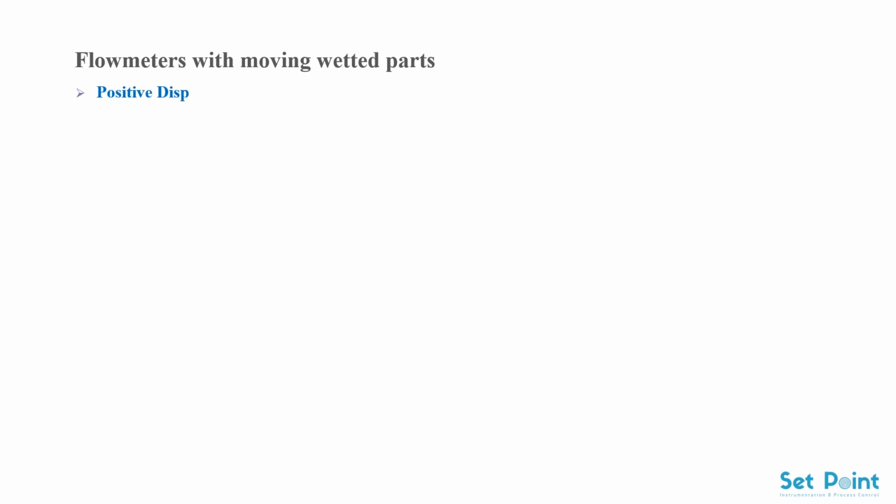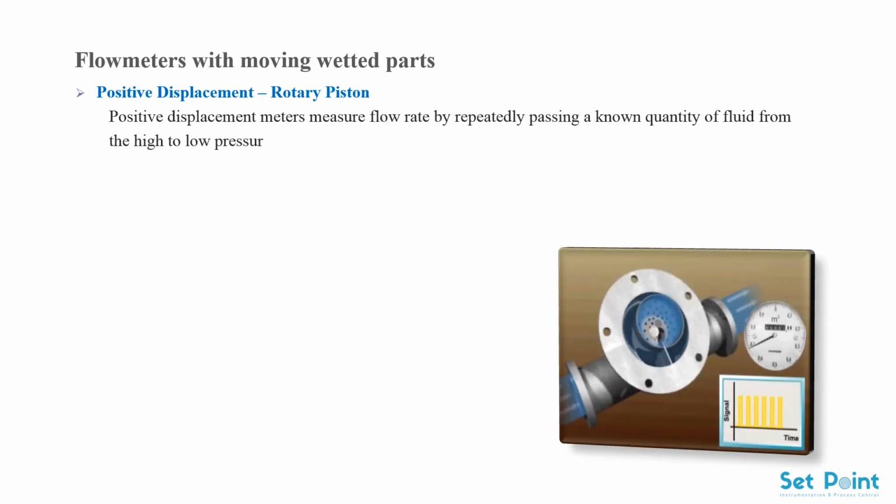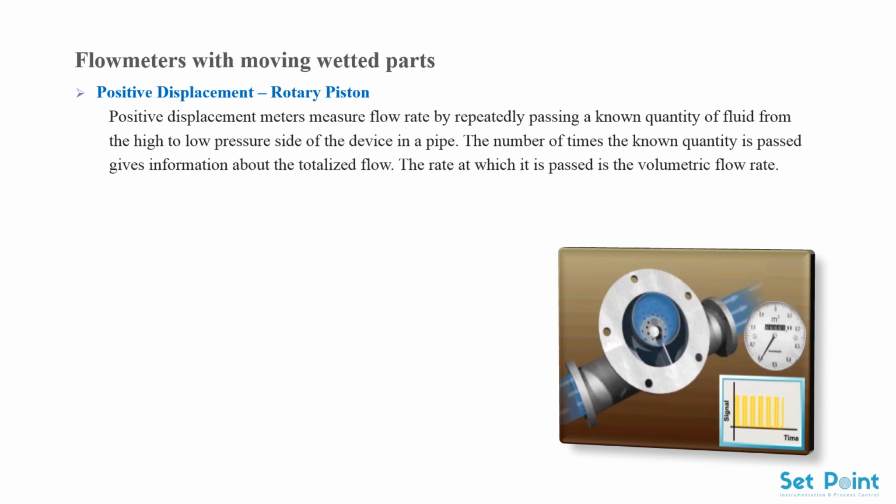Positive displacement, rotary piston. Positive displacement meters measure flow rate by repeatedly passing a known quantity of fluid from the high to low pressure side of the device in a pipe. The number of times the known quantity is passed gives information about the totalized flow. The rate at which it is passed is the volumetric flow rate.